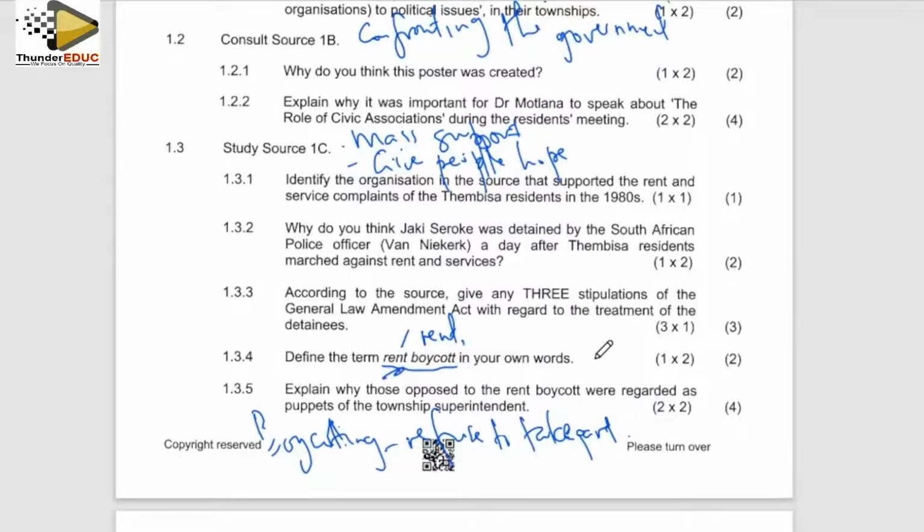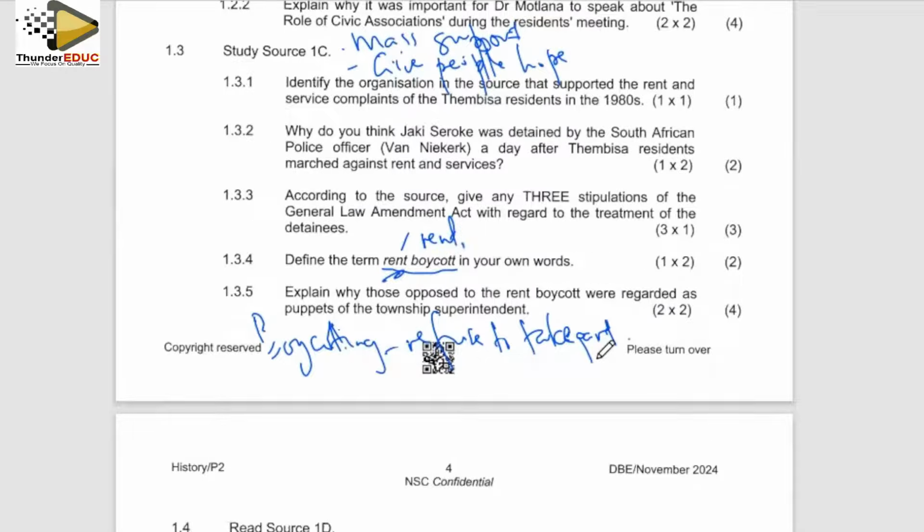Right. We'll move to the next question. Explain why those opposed to the rent boycotts were regarded as puppets of the township superintendent. Right. We know of the black-to-black violence, which was typically experienced in the townships, where black men were fighting against their fellow black people because of the accusations that there were some people who were spies amongst the black people, who were sellouts to the white apartheid government, who were giving confidential information to the white government. So there were instances of black-to-black violence because of those people.